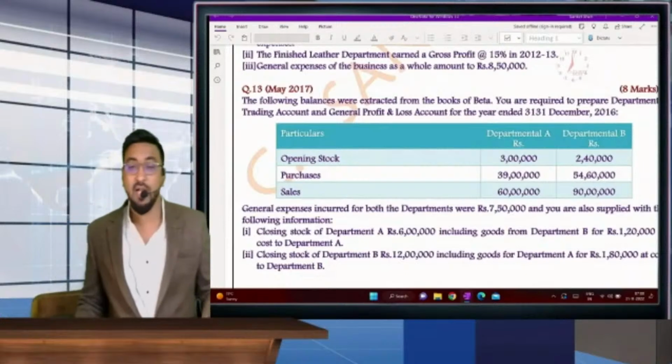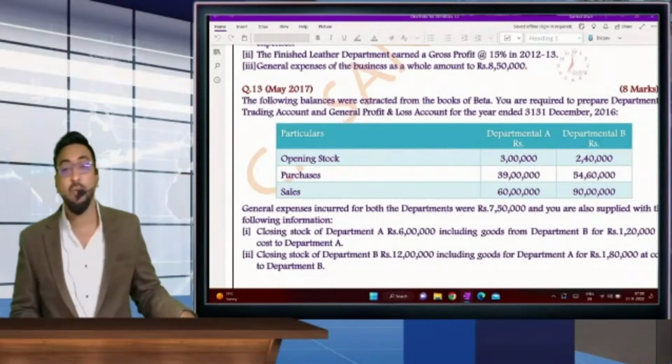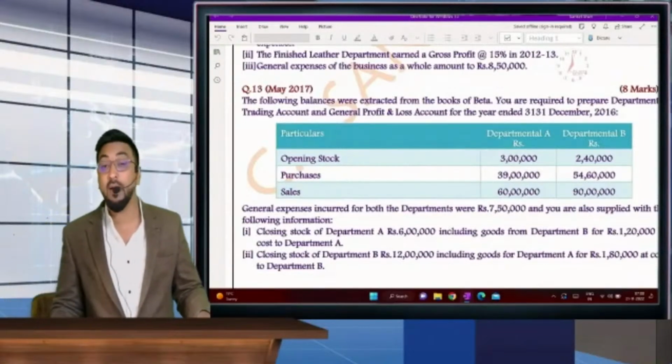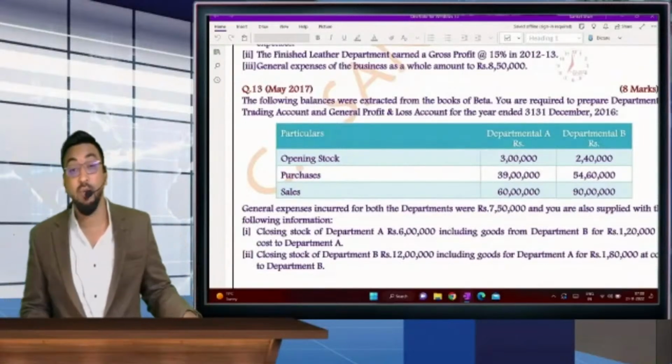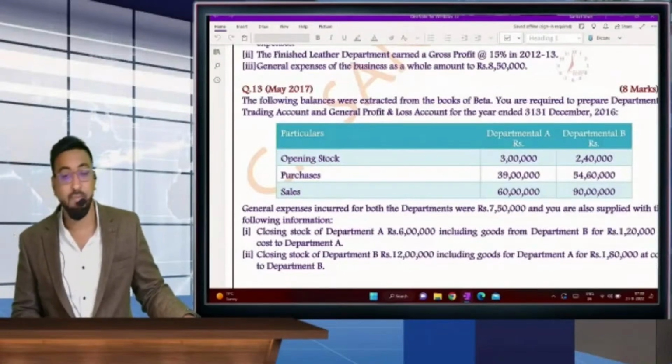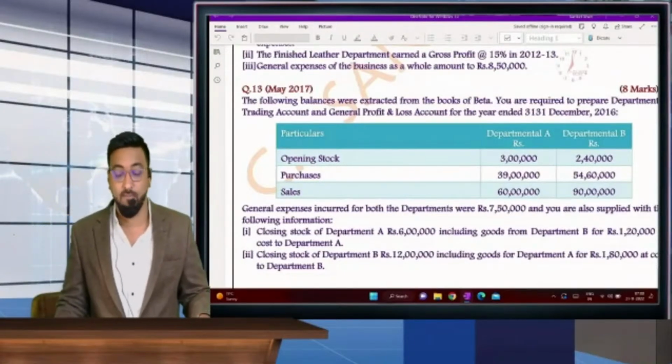So dad's profit you have to calculate. GP ratio of dad multiplied by the closing stock which includes the element of dad, that will be multiplied by the GP ratio of dad, and you will get the unrealized profit. Students who are not getting this concept, please refer to my previous session so you will understand it carefully.